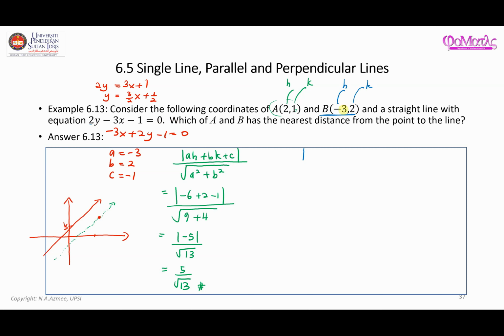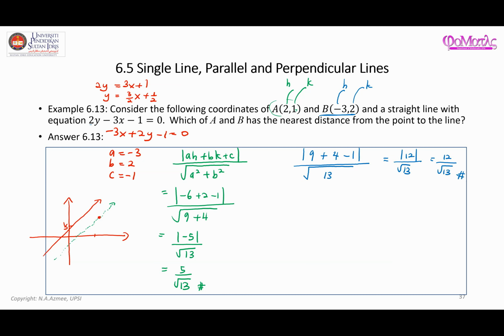A times h, so -3 times -3 is 9, plus b times k is 4. So next is plus c is -1. Next, a square plus b square. Well, you have the same value here, a square plus b square, so the result is 13. And this is equal to 12 over 13, and this is just 12 over 13.